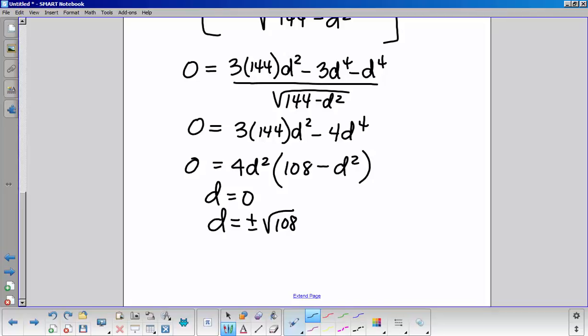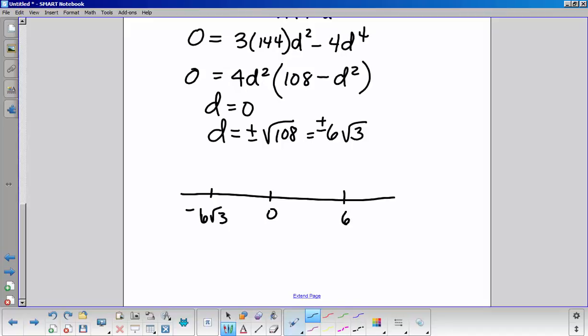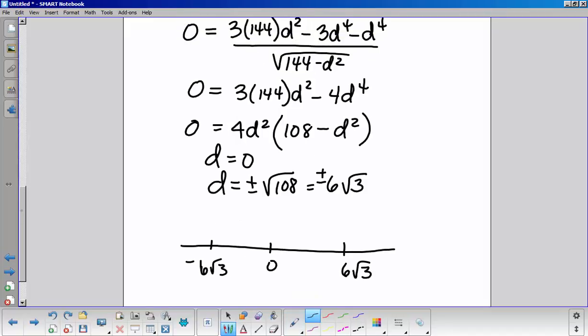Well, 108 we just found out was 36 times 3, right? So this is equal to plus or minus 6 root 3. You do a sign chart: 0, negative 6 root 3, 6 root 3. What happens here? This is a quartic on top, isn't it? Yep. And it has a multiplicity of 2 at 0, and it opens down. So we're going to start here, bounce, and go back up again, and then go back down.